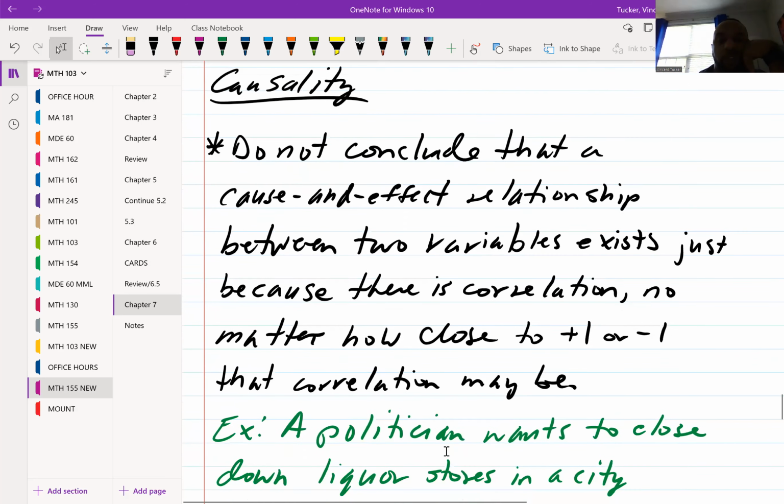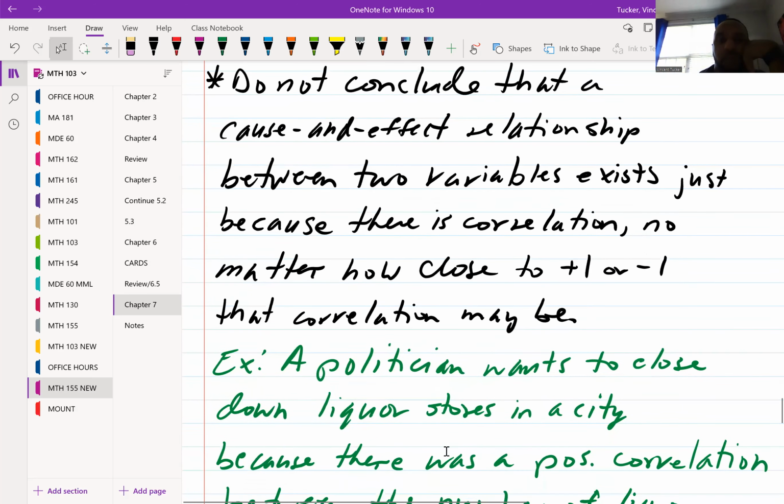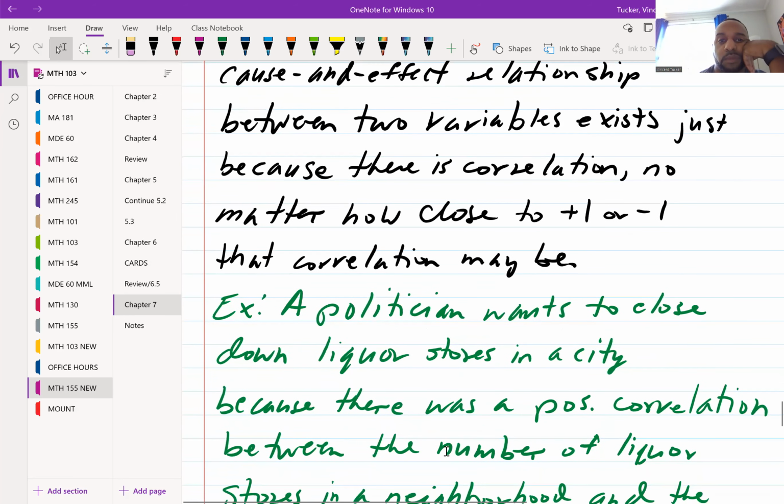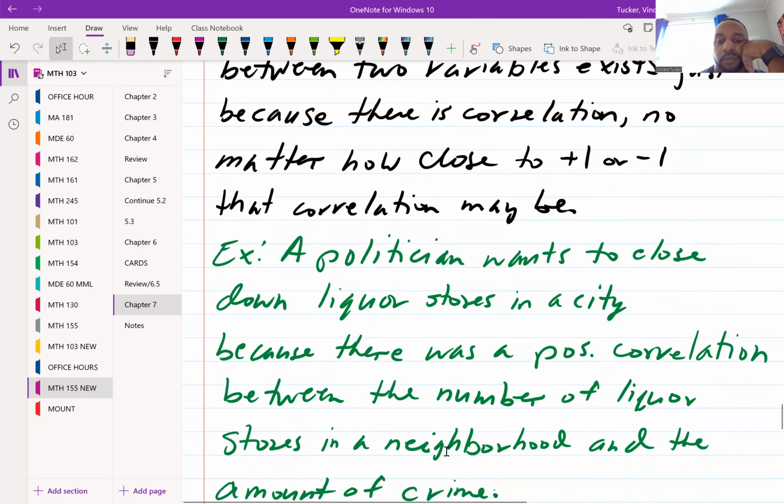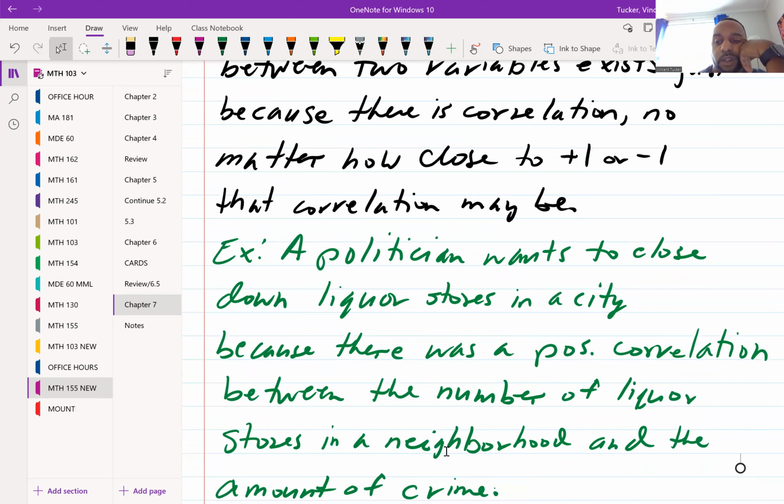All right, can you scroll up? So, example: a politician wants to close down liquor stores in the city because there was a positive correlation between the number of liquor stores in the neighborhood and the amount of crime.